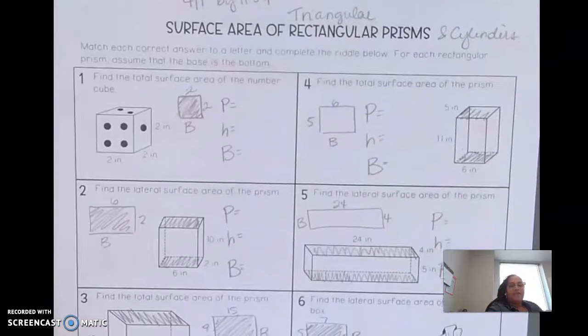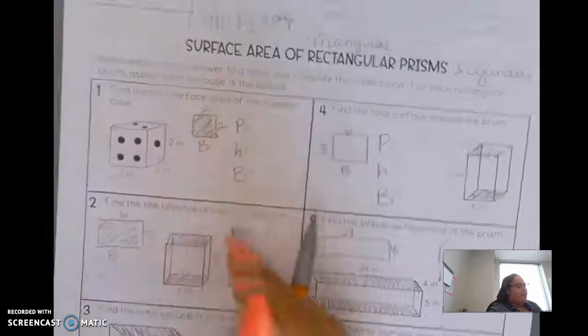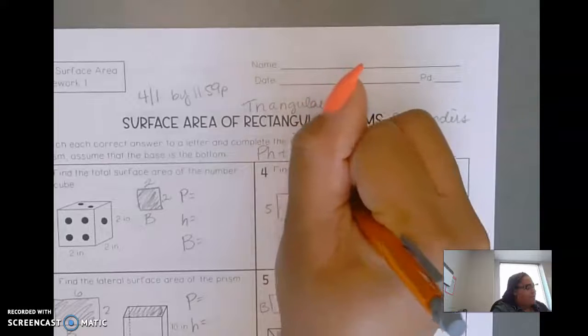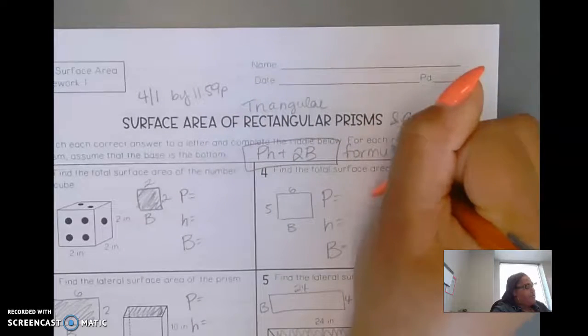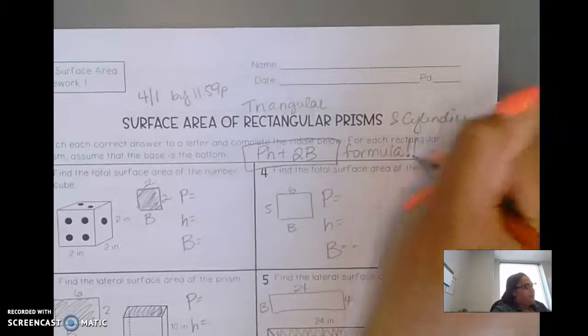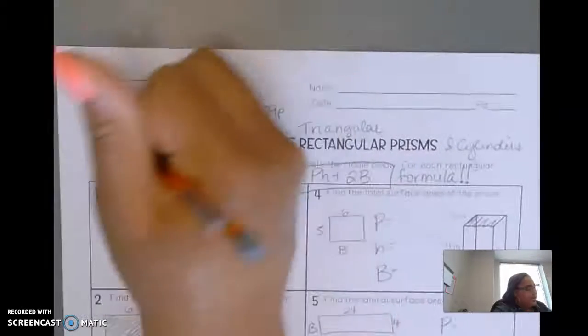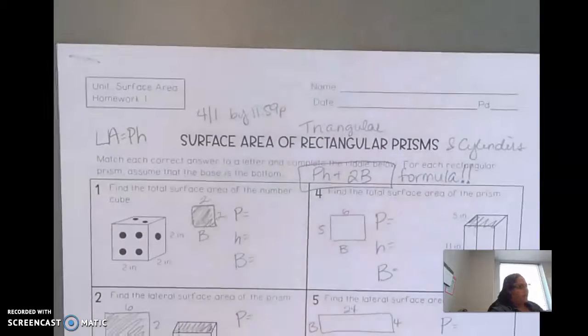All right, so in order to find the total surface area of the number cube here, I need to find perimeter, height, big B, and use my formula. Perimeter times height plus 2 big B. This is my formula. Okay, it's very important that I refer to this. That's total surface area, and then lateral area is just the big PH, perimeter times the height.